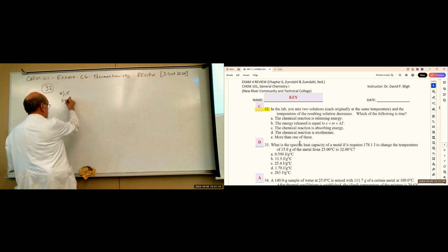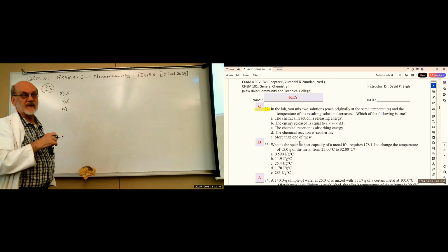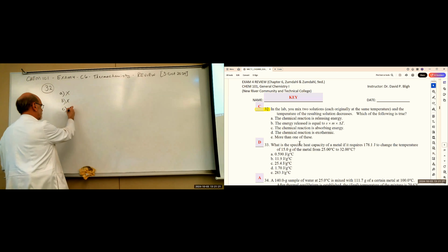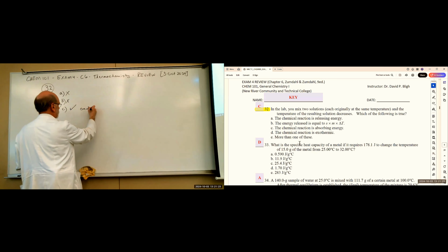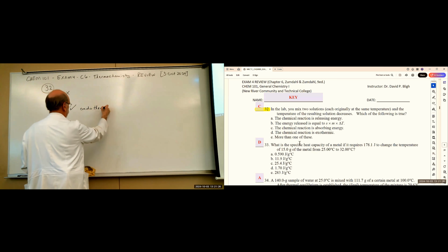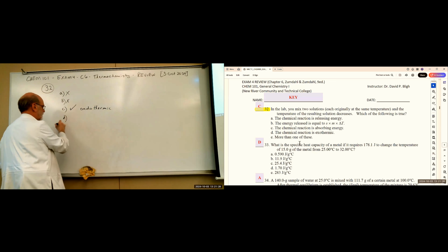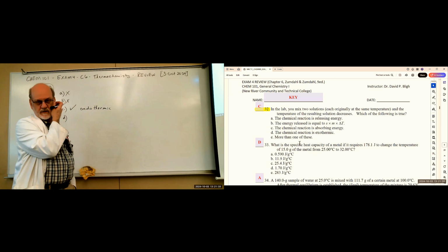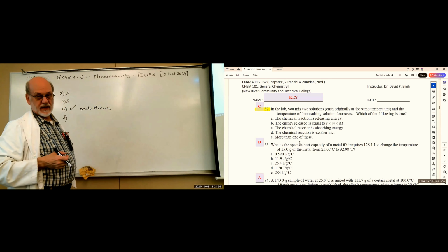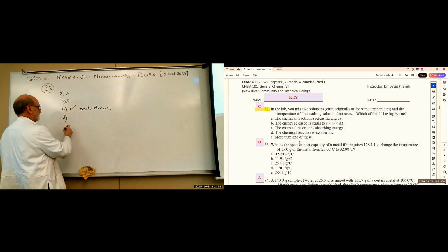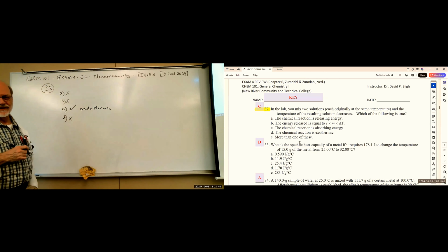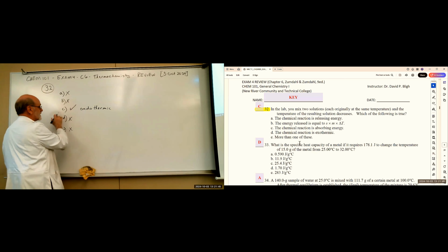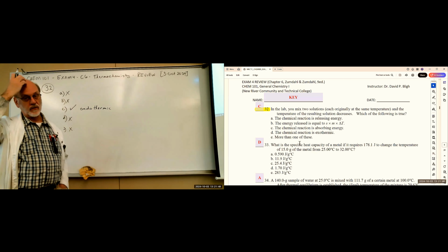So I'm going to have to say B is also false, simply because it's not complex enough. Chemical reaction is absorbing energy. Yes, it's endothermic. And since we have more than one, we have to look at D also. The chemical reaction is exothermic. Well, you can't be both. It's either one or the other. And so E is also false. Okay, so C is the best answer out of that group.